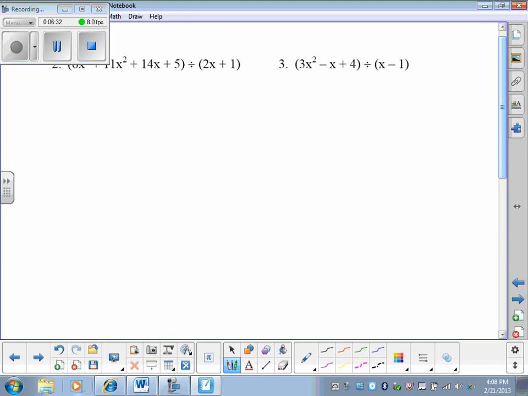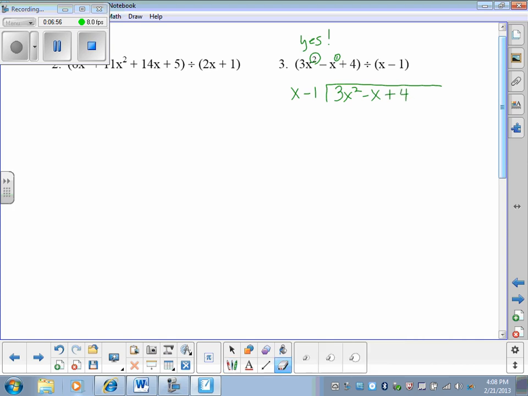Notice, is this in standard form? Yes, this is in standard form. Okay, and do I have all of the exponents accounted for? I have 2, 1, 0, so they're all accounted for. So I can go ahead and set this up. So I get x minus 1, divide it into 3x squared minus x plus 4.